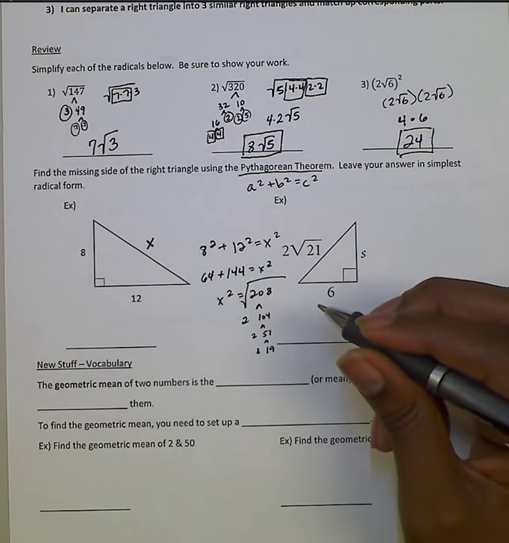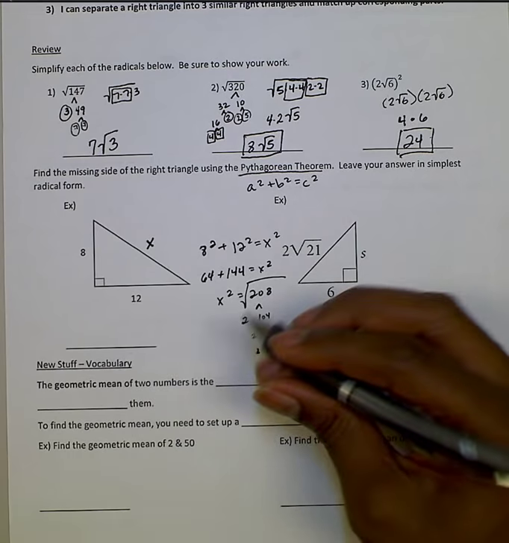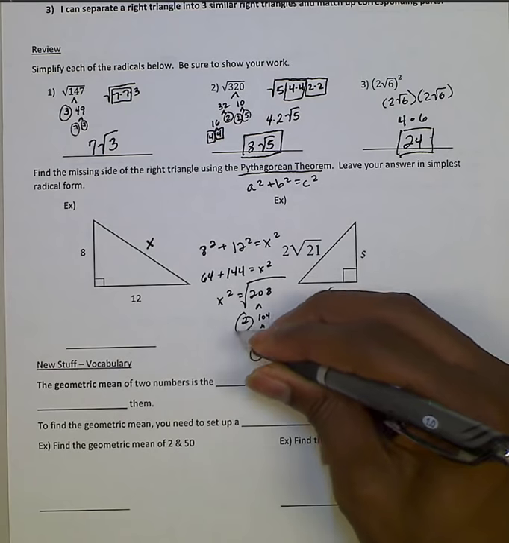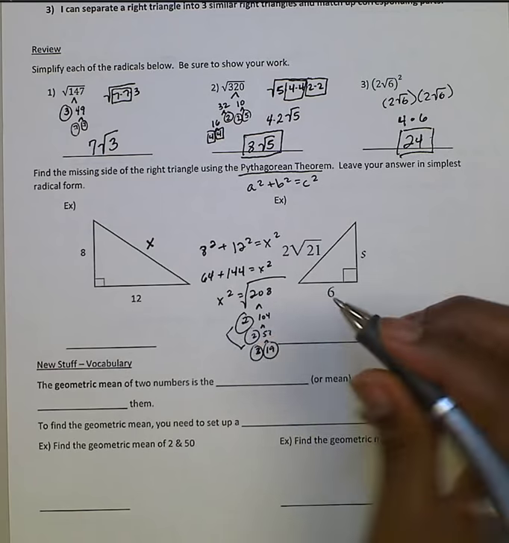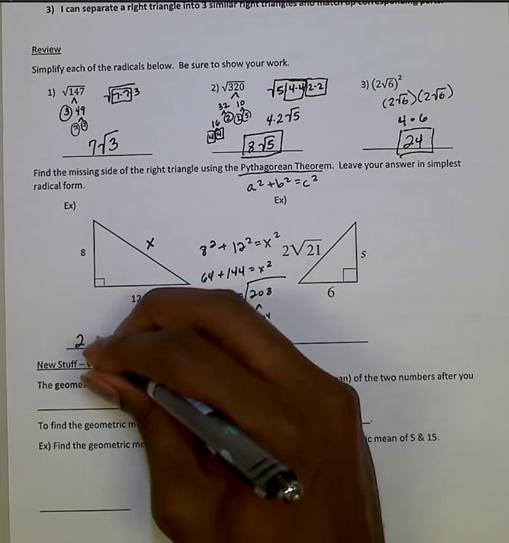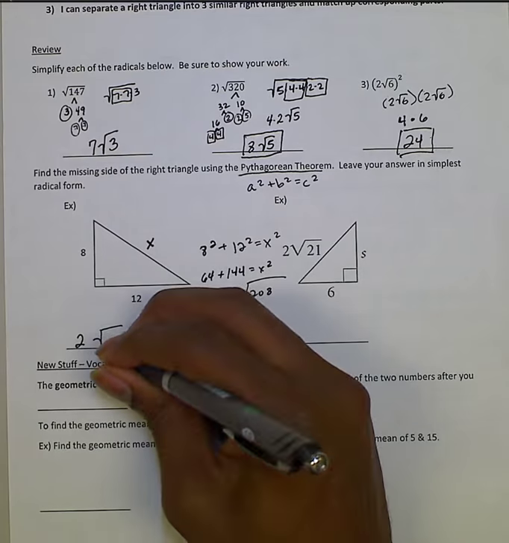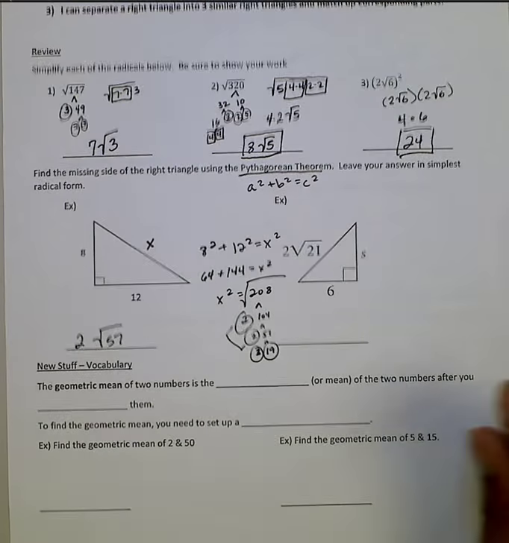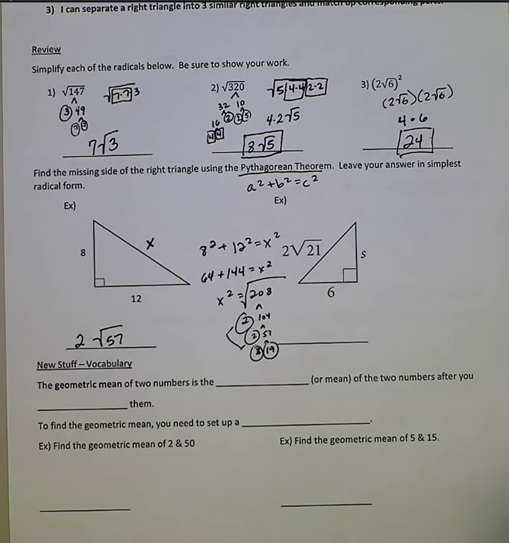19 is prime. So I have my pair of 2's, so 2 on the outside. And I have 3 and 19. Don't break down any further. So 3 times 19 is 57. So x should be 2 radical 57. That's my answer in simplest radical form.